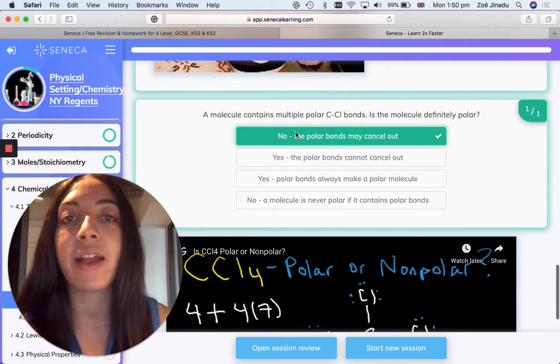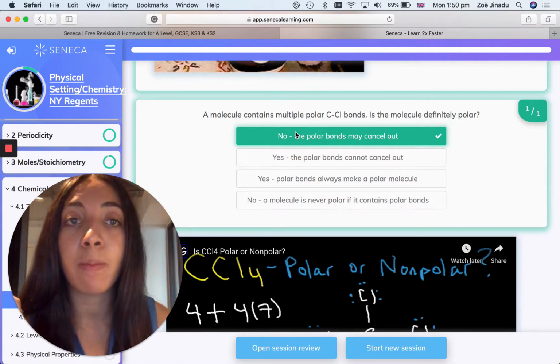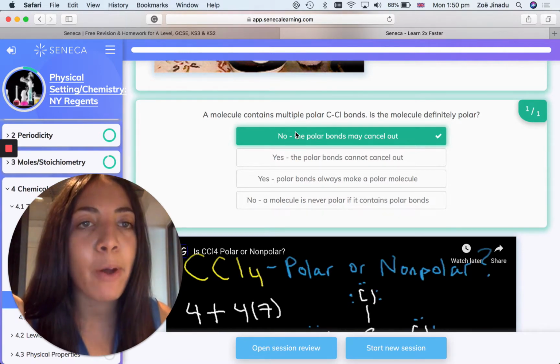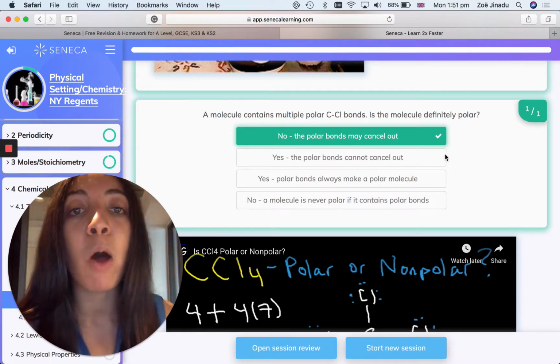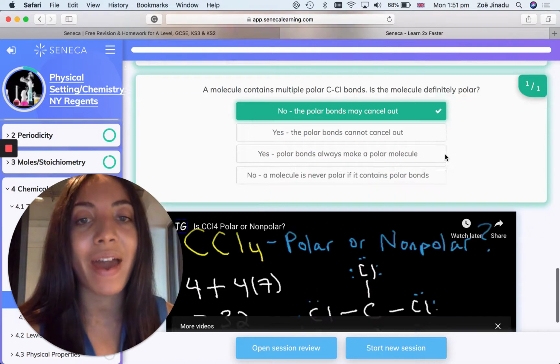Okay, a molecule contains multiple polar CCl bonds. Is the molecule definitely polar? What's the answer? No, because the polar bonds may cancel each other out.